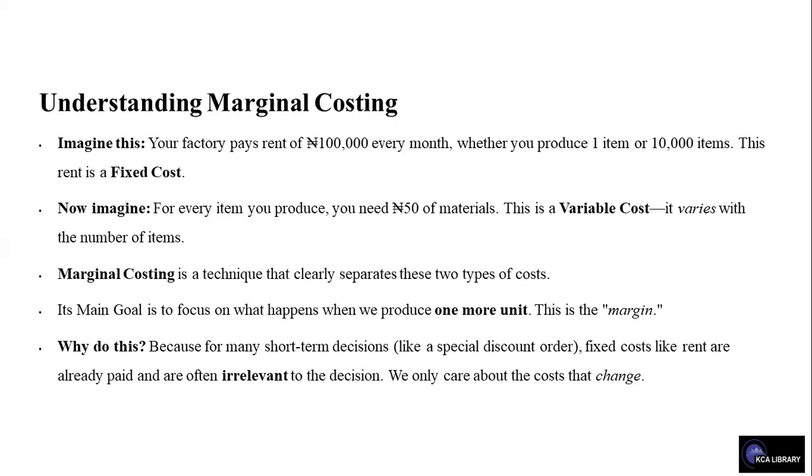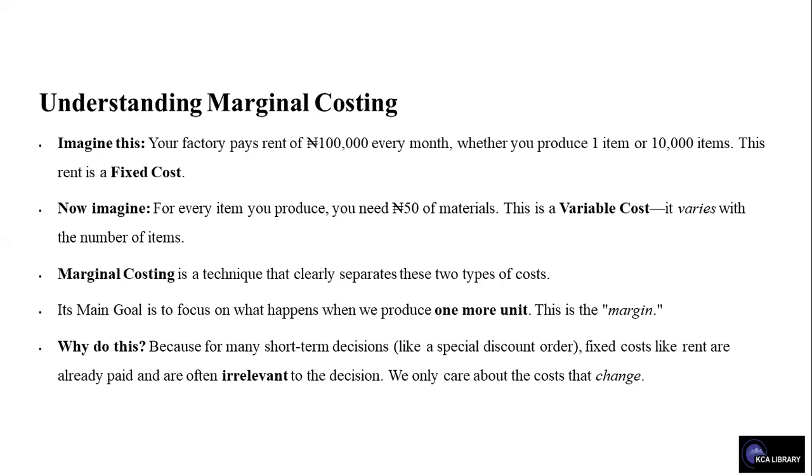If we will have to talk about marginal costing, let us imagine this. Maybe you have a factory and you pay a rent of 100,000 naira every month. And whether you produce one item or you produce 10,000 items, the rent is actually fixed, and that's the fixed cost. And now imagine for every item you produce, you used 50 naira of material. This is a variable cost, and it varies with the number of items.